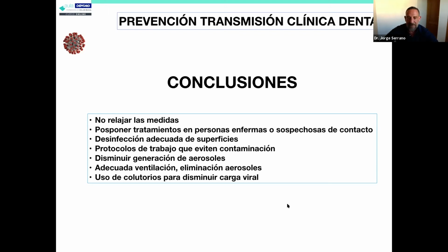And since one of the main ways of transmission is through aerosols, we should reduce the generation of aerosols. We should exchange the air properly and also eliminate the aerosols properly. Also, the use of mouthwashes, mouth rinses, can be important to reduce the viral load in these aerosols. Well, I hope this review of how we can avoid transmission of SARS-CoV-2 in the dental office has been helpful.